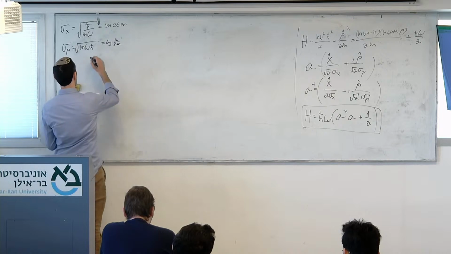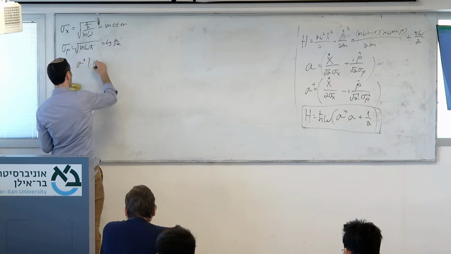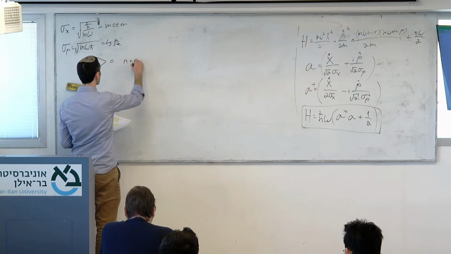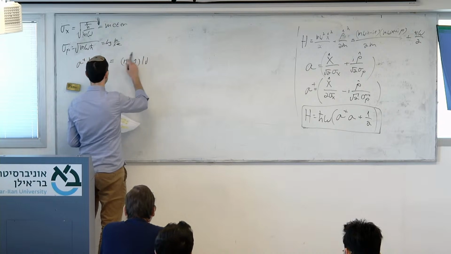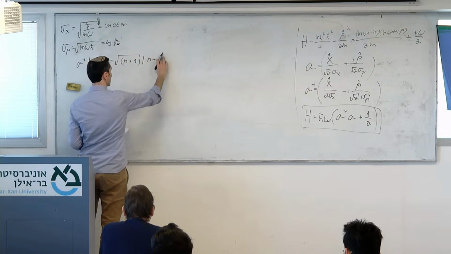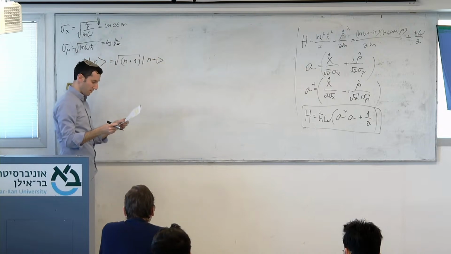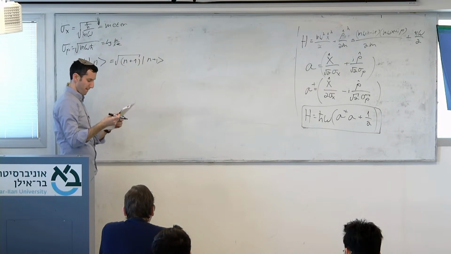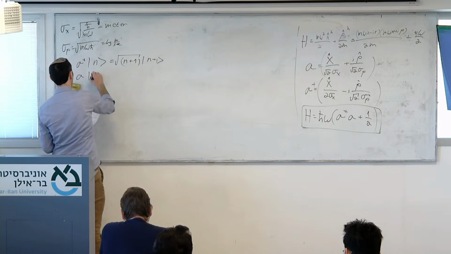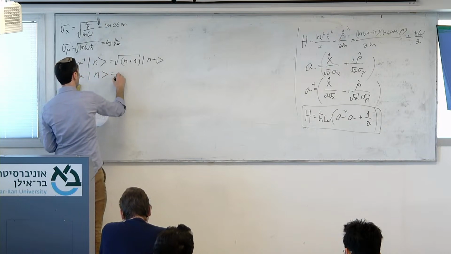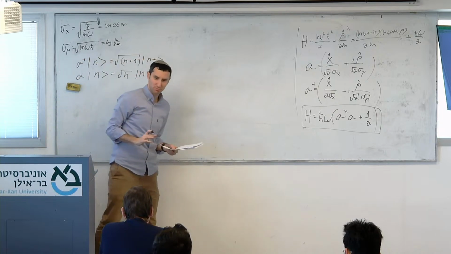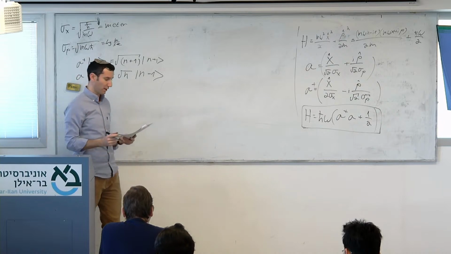When A dagger acts upon n, it gives me a number. It gives me square root of n plus 1 over the state n plus 1. So it brings me up a level. Here it is. When A acts on n, it gives me square root of n times n minus 1. Is this bracket notation okay for you? Okay.